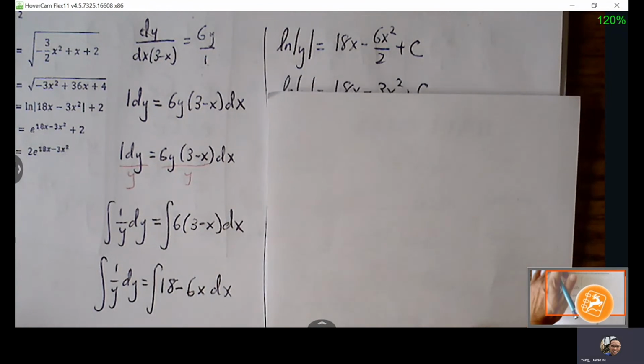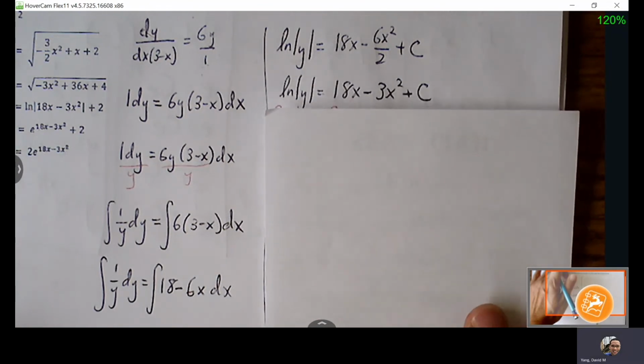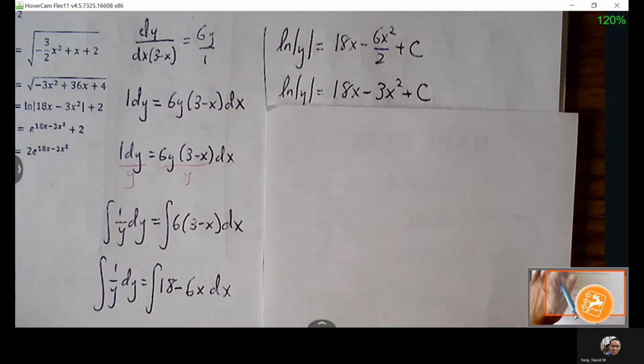Natural log, do a little bit of cleanup. Okay, so everything is up at the function level. We want to solve for y. What can we do on the left side, on both sides, actually? Right, I want to undo that natural log, so raise both sides, base e.